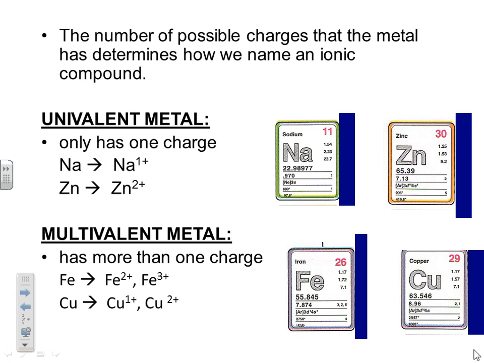Another important univalent one, silver. Find silver. It's a transition metal. Does anybody remember what the symbol for silver is? AG.